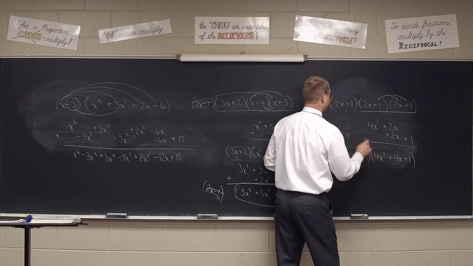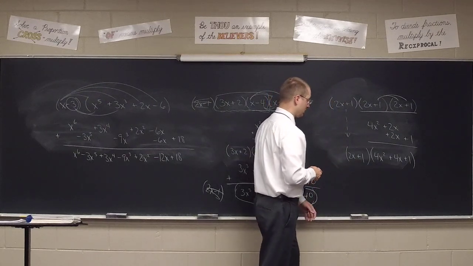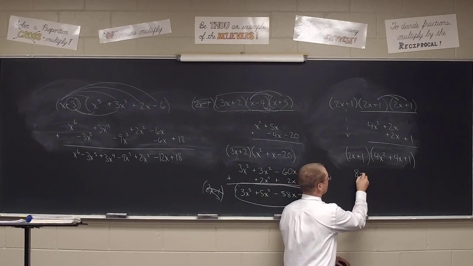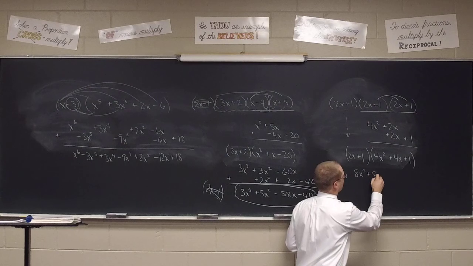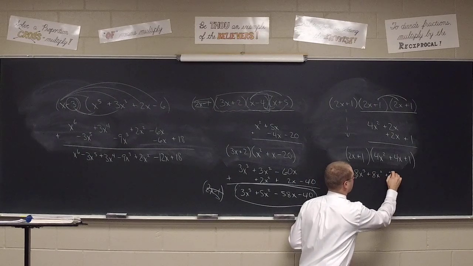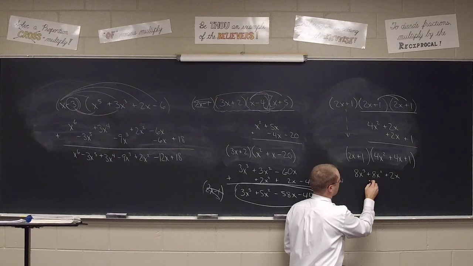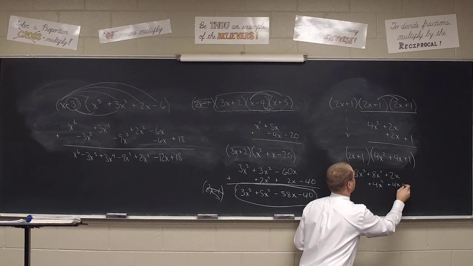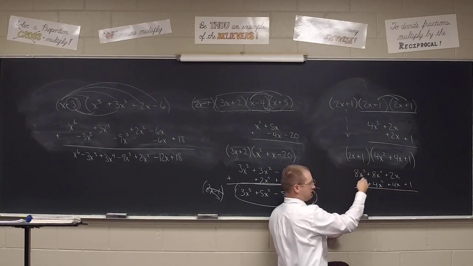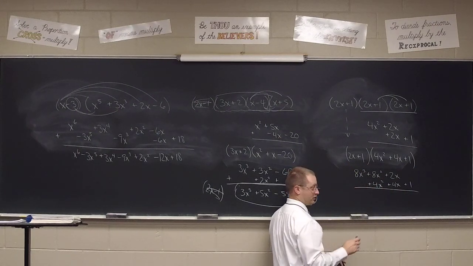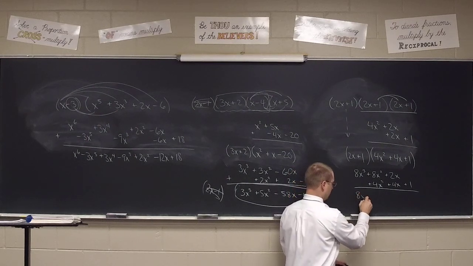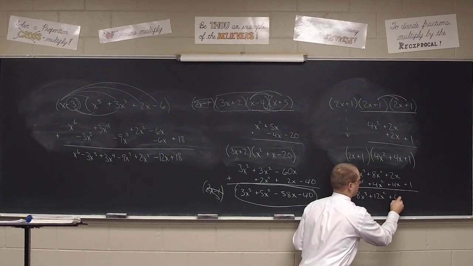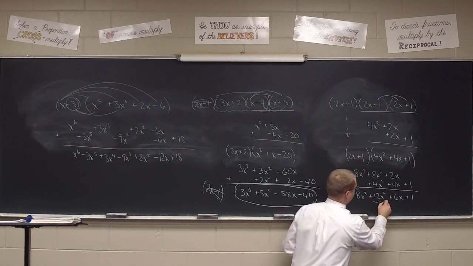And I'm going to have Lana take over here. 8x cubed, positive 8x squared, 2x, and then 4x squared, 4x, 1. Good. And of course, don't forget the positives in between them. All right. And then we add the partial products to get what answer we should have had. 8x cubed, positive 12x squared, positive 6x, positive 1.